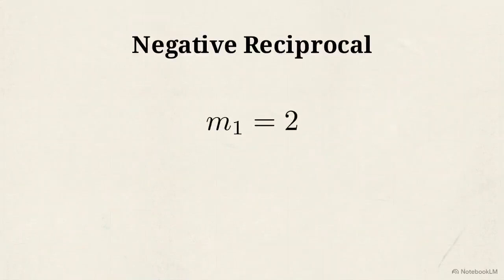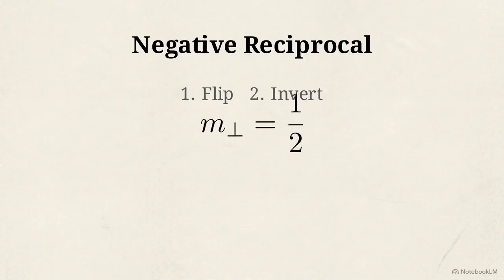Let's break down exactly what a negative reciprocal is. If our original line has a gradient of 2, finding the perpendicular gradient requires two specific actions. We flip the integer into a fraction, 1/2, and we invert the sign, giving us a perpendicular gradient of -1/2.